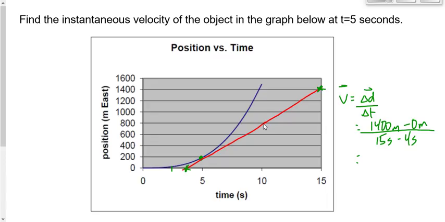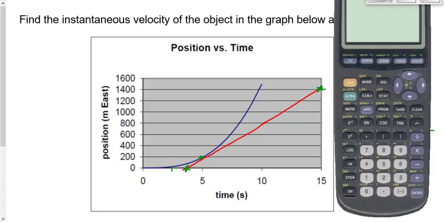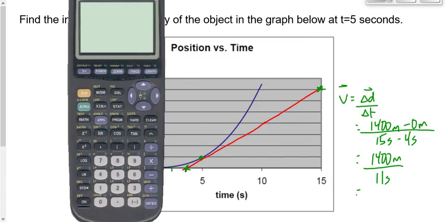So we're going to say 1,400 meters here, or at least I'm going to say that. Yours is going to be a little bit different. I want you to use numbers from your graph, not numbers from mine. I'm going to say 1,400 divided by 11 seconds. And what do we get there? 1,400 meters divided by 11 seconds gives me 127 meters per second.